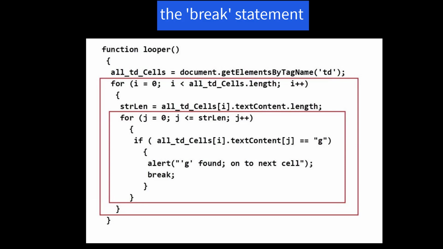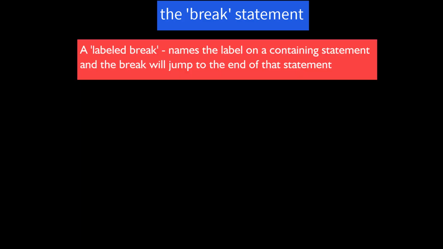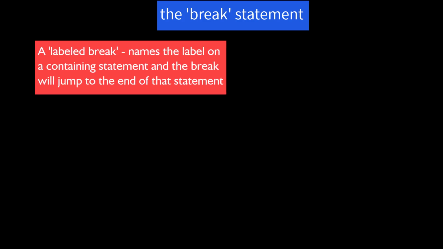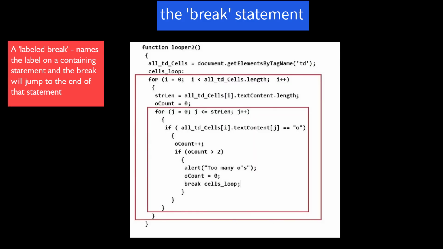Also, you can use a labeled break. This names the label on a containing statement, and the break will jump to the end of that statement. In this odd example, in the inner loop, we count the number of lowercase o's in the current cell, and if the number is greater than 2, the break kicks us all the way out of the outer loop. In other words, once we find a cell whose content contains more than 2 o's, we're done.